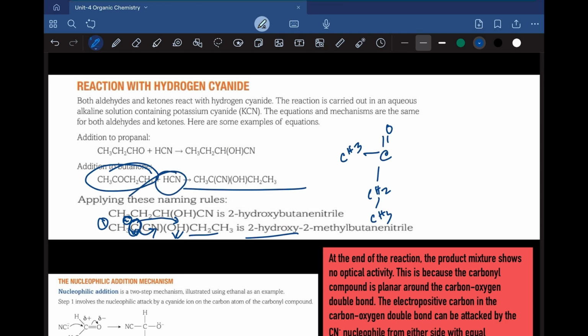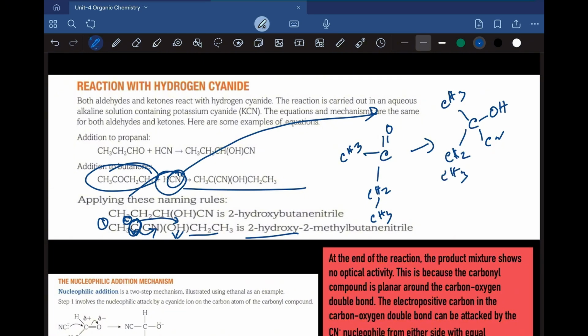Now when you add this hydrogen cyanide, it will become like this. This O will be replaced by an H, and the double bond will become a single bond, so it will become COH, and this CH3 will remain just like it is. This CN will come and go right here, and the other one is this CH2CH3. Both of them are bonded together, both are in the same chain, so it is CH3.